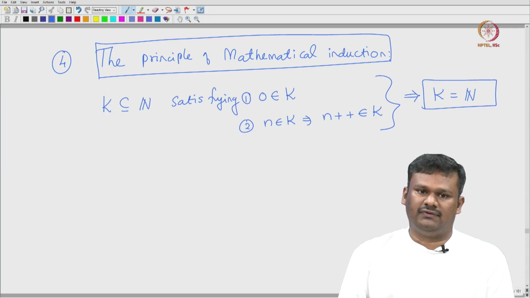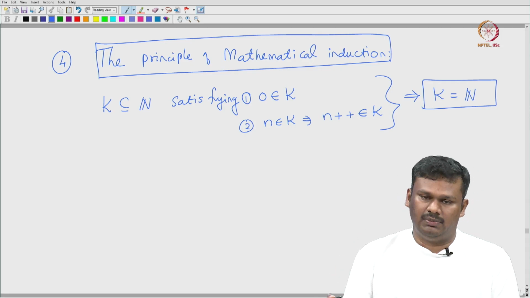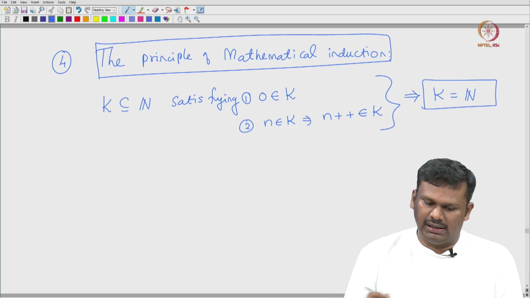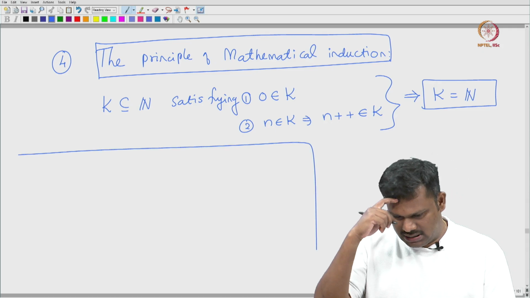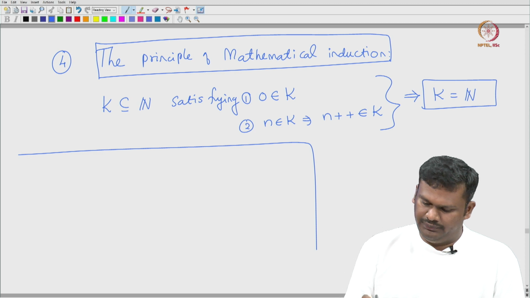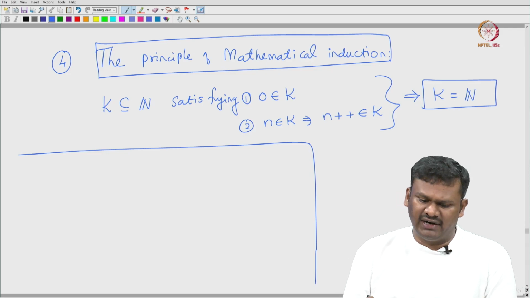Okay. You have a subset of N satisfying that 0 is in K, and whenever n is there, its successor n plus plus is in K. So, that should imply that K is N. So, this is what we call the principle of mathematical induction. And like I said, this mathematical induction can be proved to be equivalent to the principle of mathematical strong induction and the well-ordering principle. Maybe I will come to that later after some time, after discussing how to construct these natural numbers from these ZFC axioms. Okay, so what we want to do is construct an infinite set.